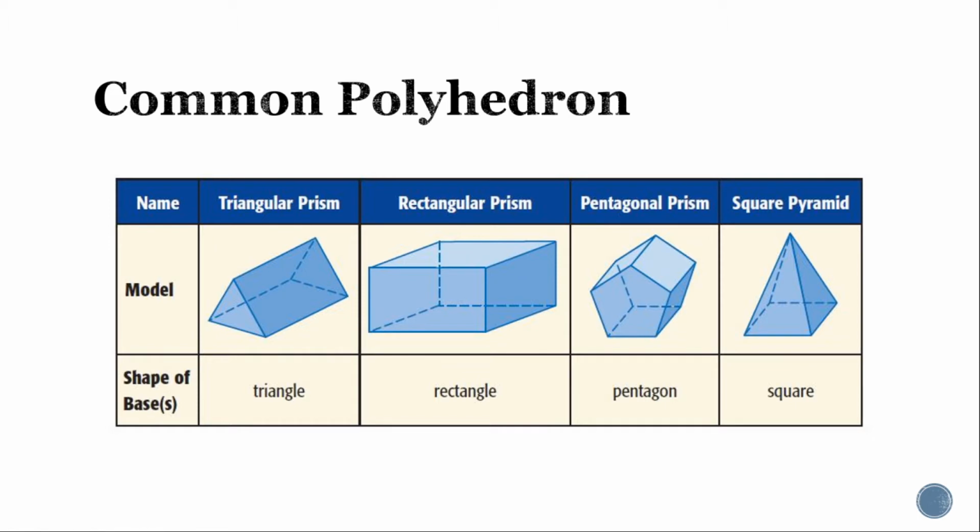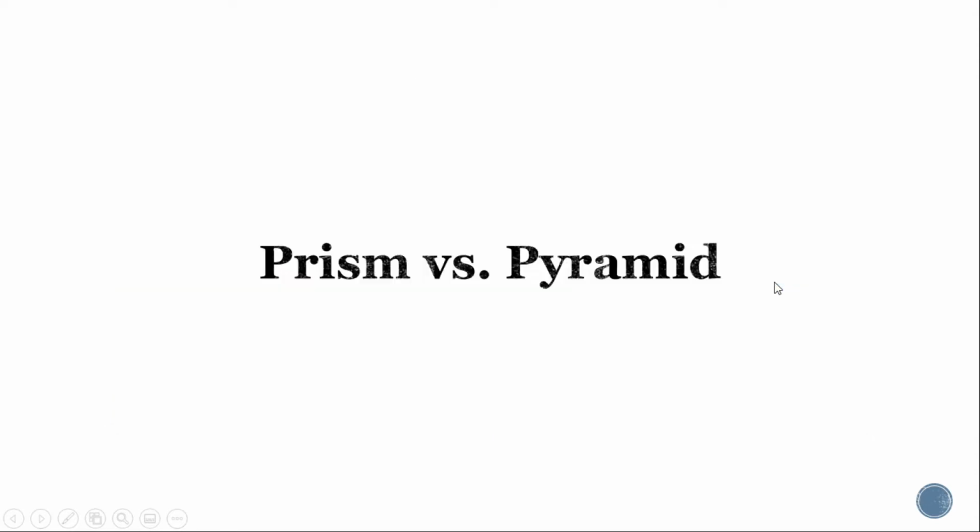A triangular prism, which, if you notice, has its basic shape as a triangle right here. A rectangular prism, which has its basic shape as a rectangle. A pentagonal prism, which is a pentagon just extended. And a square prism, which has a square. For a pyramid, you take each edge, each vertex, and then you extend it to one single point.